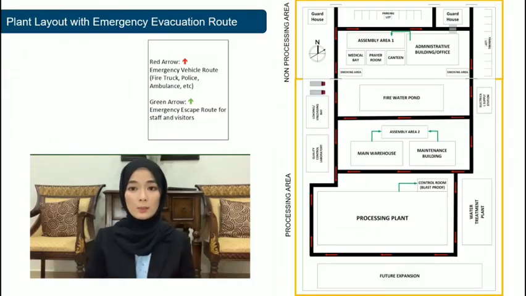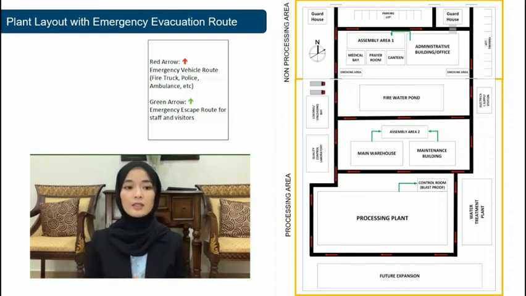Okay, so this is our plant layout. It is divided into 2 areas, which are the non-processing area and the processing area. The non-processing area consists of administrative building, canteen, parking lot, prayer room, and medical bay, and then the processing area contains the maintenance building, main warehouse, the quality control lab, and loading unloading bay, and then the processing plant, where the process occurs. And then there is also the emergency route. The red and the green ones indicate emergency routes for our plant.